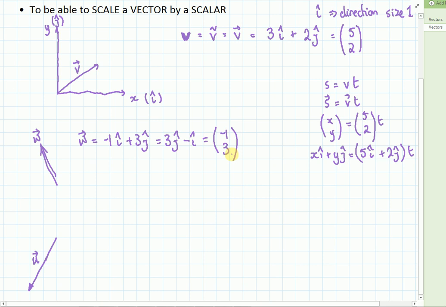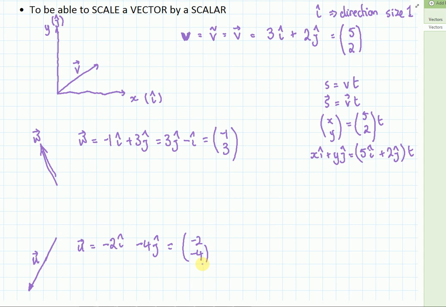Okay. Vector u. This one is in for a very important reason in a few minutes. So we've got -2i and -4j. And that vector, you can put in brackets, but let's put it as (-2, -4). Okay, so we've got 3 example vectors. We're going to go through and do bits and pieces with them as we go through.